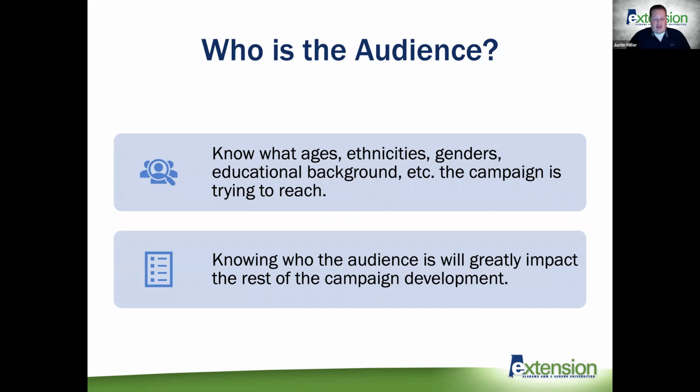The second thing you need to know is who is the intended audience that you're going after. Knowing things such as ages, ethnicities, genders, even educational backgrounds, these are all important when you're trying to gauge who you're trying to reach, because this affects a lot of the materials, a lot of the information that you're going to put through this campaign. It's going to impact this a lot. So knowing who your audience is, like I said, will greatly impact the entire rest of the developmental stage. So this is a very, very important aspect to really hone in on.